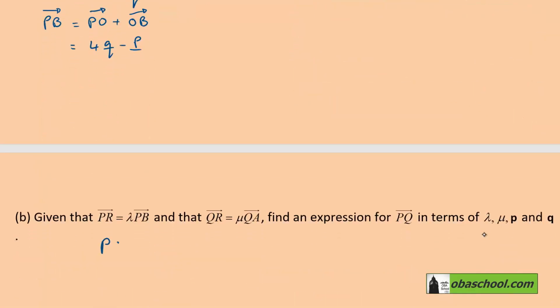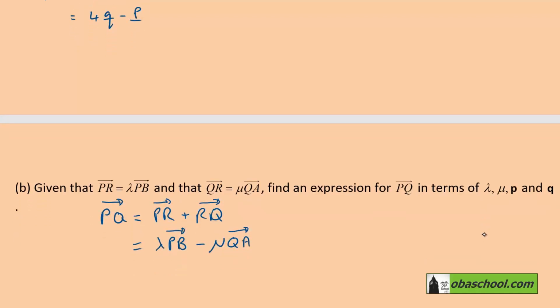So PQ is equal to PR plus RQ, which is going to be lambda PB take away mu QA. Because this is plus RQ and this is QR, so we've just changed the sign on this one.